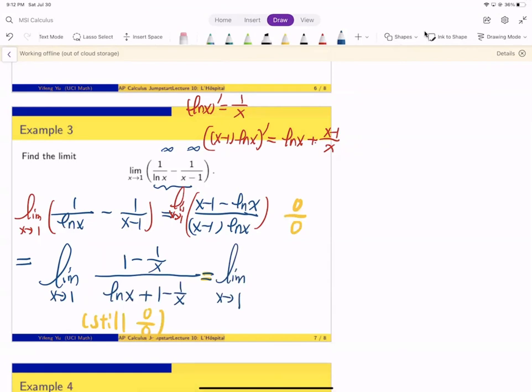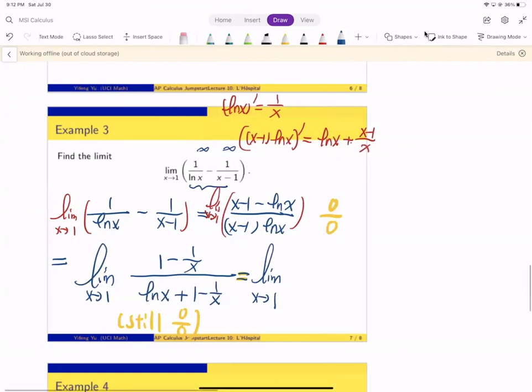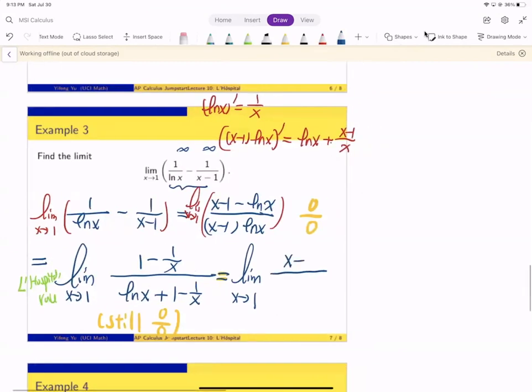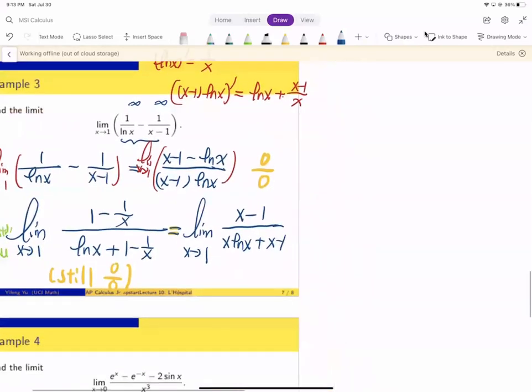Okay, so here's the place we use L'Hopital's rule. Here we use algebra. We multiply x on both sides, so this is x minus 1, and this is x log x plus x minus 1. Now, again, this is 0 over 0, so we use L'Hopital's rule again. Let's use L'Hopital's rule one more time.